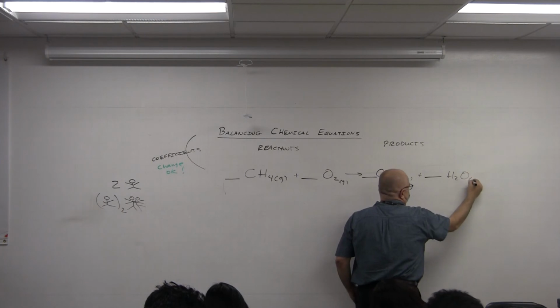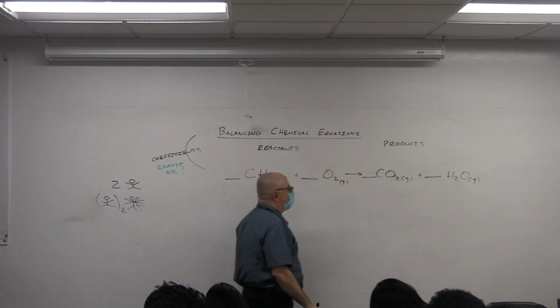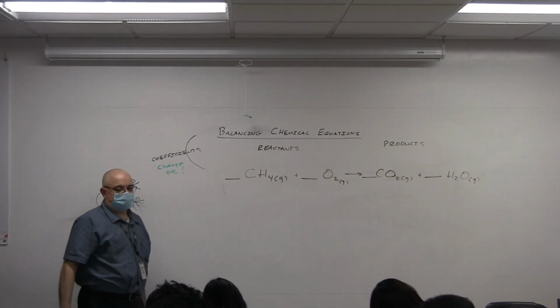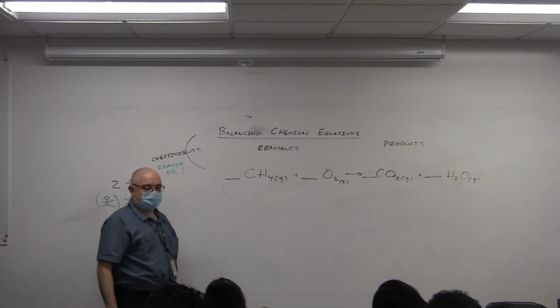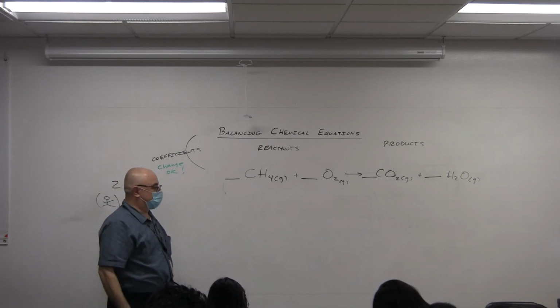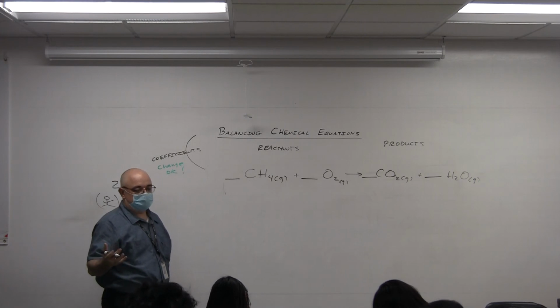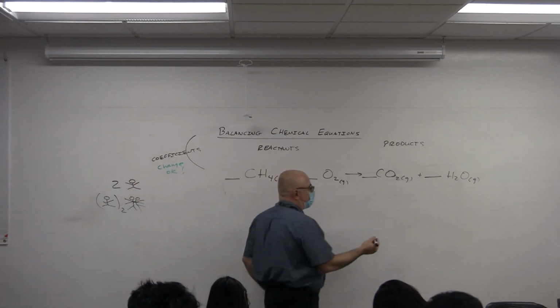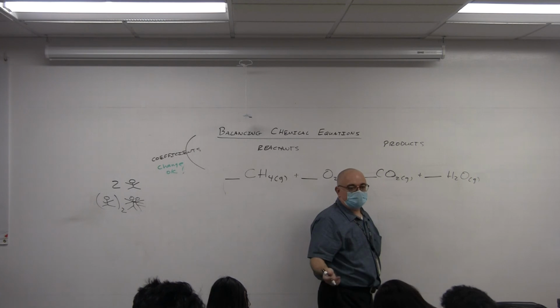I'll keep the water as a vapor again, gas. So whenever there's a G, that means gas. If it's an L, it's a liquid, an S is solid, and if I dissolve something in water, we use an AQ, which means aqueous. Just dissolve it. It doesn't affect what we're balancing, I just want you to get to know it.